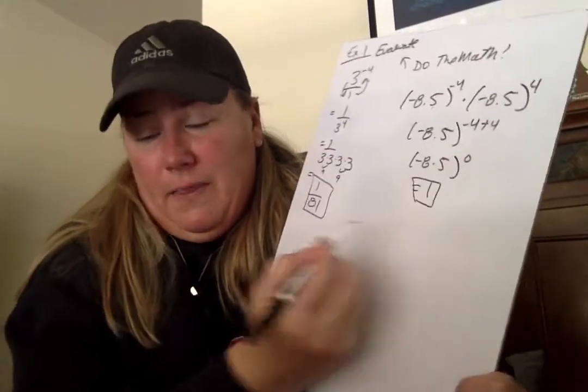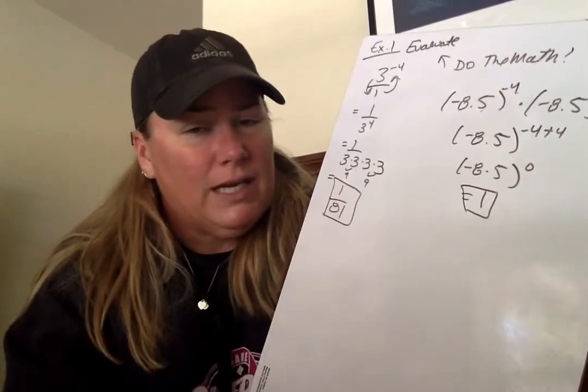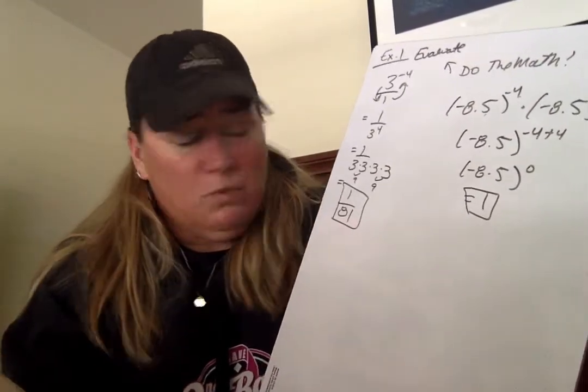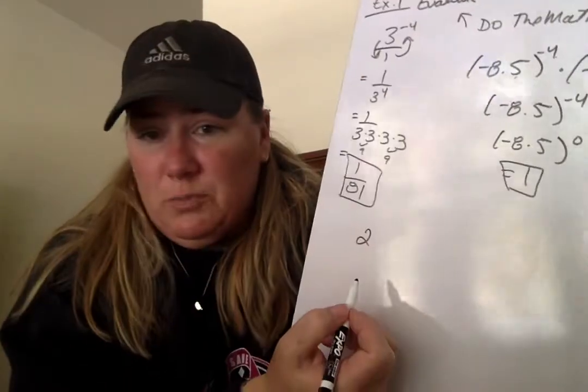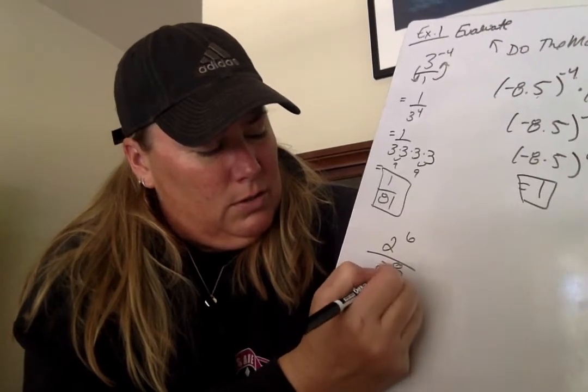We're going to do another one, and then I'm going to show you why something to the 0 power is 1, because you guys may have known that answer, but when I ask kids, how do you know that? No one's ever able to explain to me how they know it, so I'm going to show you. Next problem. 2 to the 6th power over 2 to the 8th.